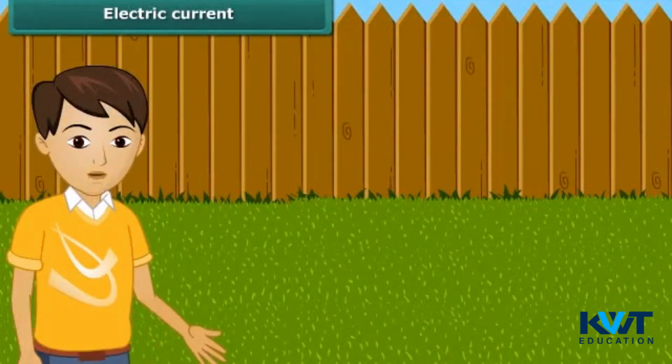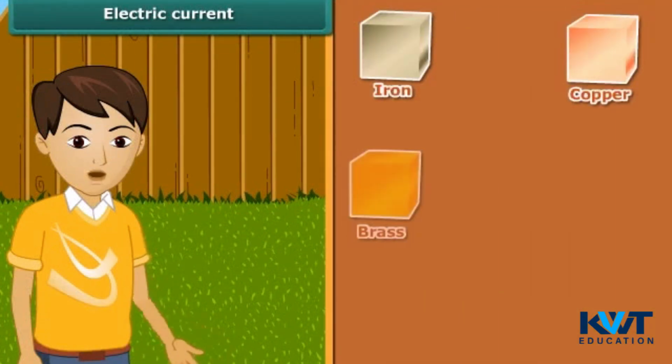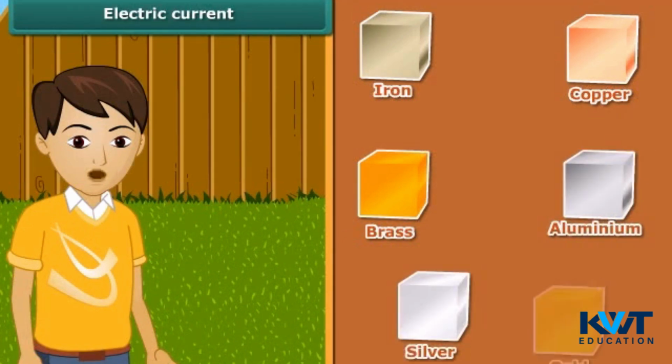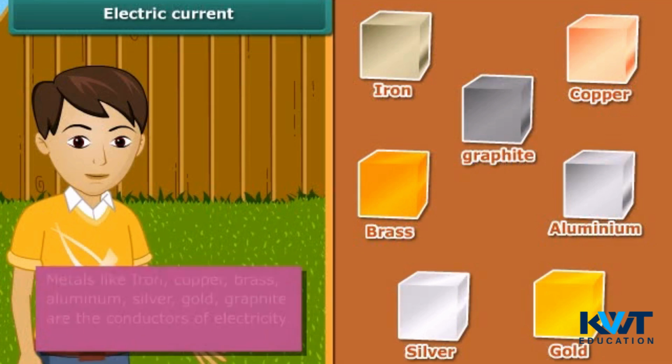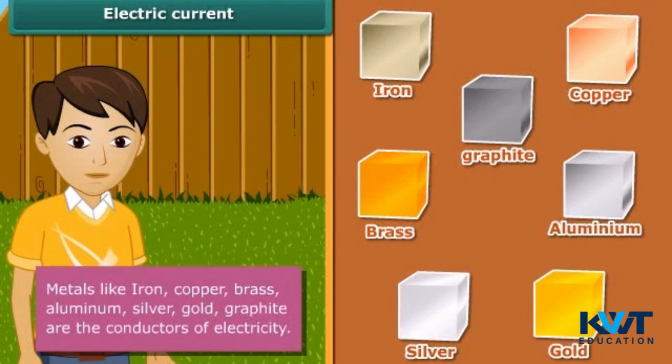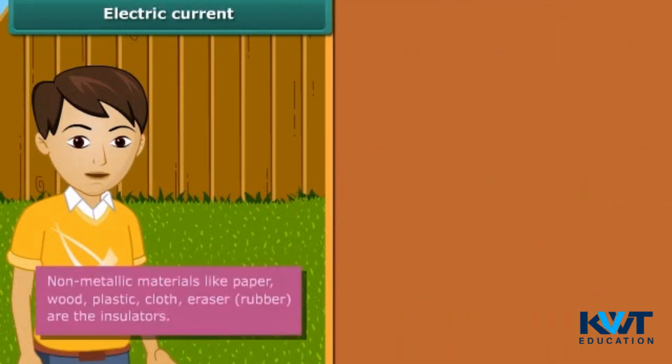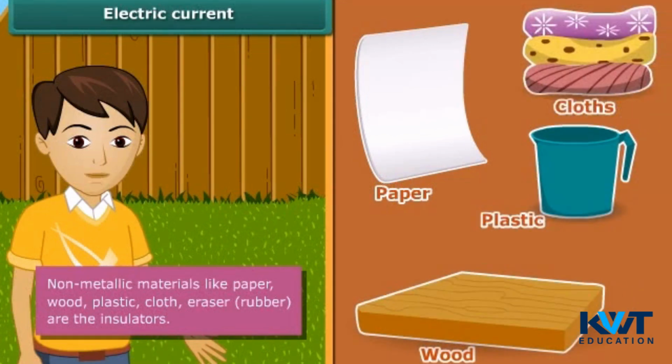Some materials allow electric current to pass through them. Others do not. The materials that allow electric current to pass through them are called conductors. Iron, copper, brass, aluminium, silver, gold, graphite, etc. are conductors of electricity. The materials through which electric current doesn't flow are called insulators. Insulators are also known as non-conductors of electricity. Paper, wood, plastic, cloth, eraser, rubber are insulators.